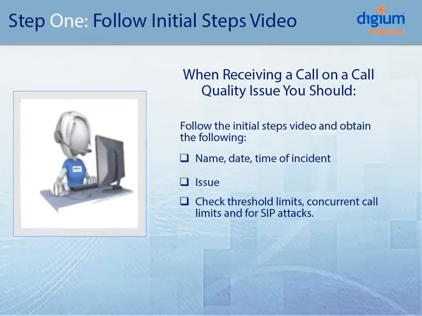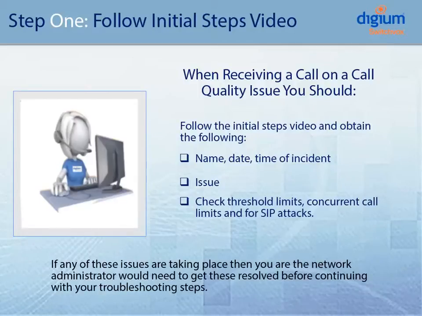When troubleshooting a call quality issue on a PRI inbound line, the first thing you need to do is make sure you have run through your initial steps training video and have obtained the name of the caller, the date, and the time of the incident that the issue occurred, the issue itself, and check the PBX for threshold limits, concurrent call limits, and need to check to see if there's any SIP attacks taking place as well. If any of these issues are occurring, you or your network administrator will need to get these resolved before continuing with your troubleshooting steps.